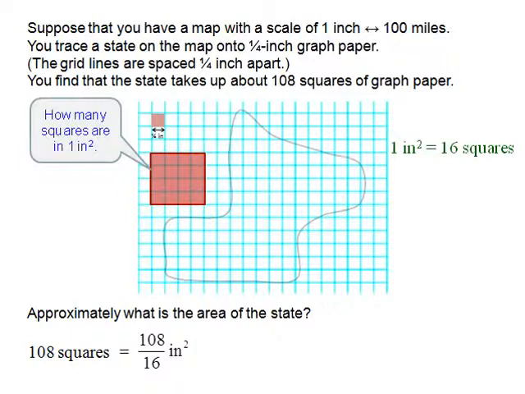So in order to convert the 108 squares into inch squares, we take 108 divided by 16, because there are 16 squares in 1 inch square, right? And if you divide, you will get 6.75 inch square. And that makes sense, right? Because 1 inch square has 16 squares. So 6.75 inch squares will have about 108 squares.